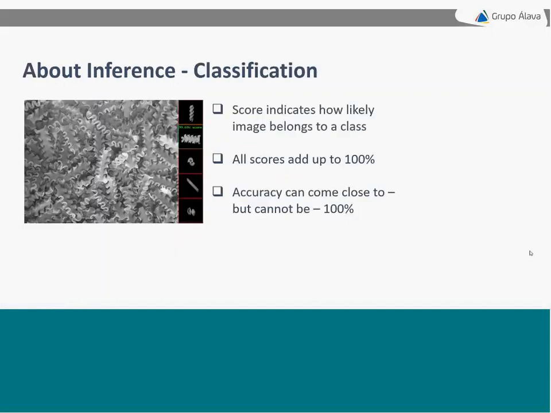So here we have an example of a classification. There are 5 classes, and we have the score of this image, which is 69%. The score indicates how likely the image belongs to a class, and of course, statistically, it is never possible to get 100%.